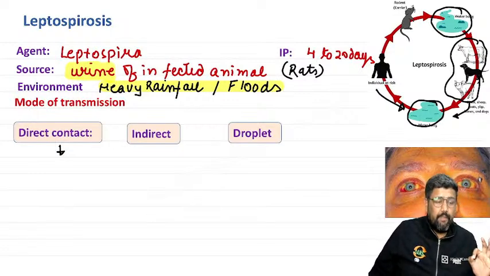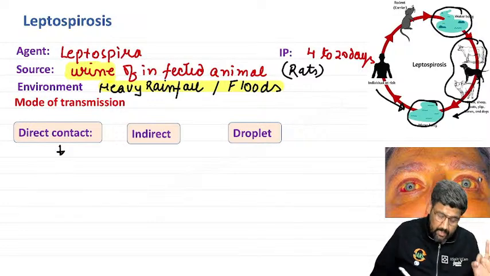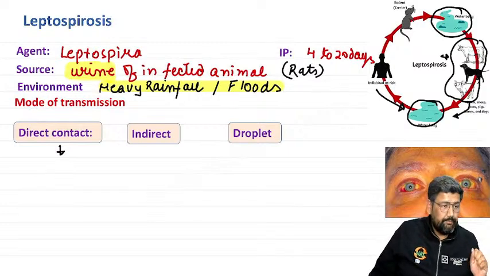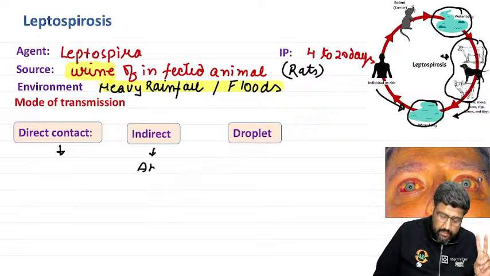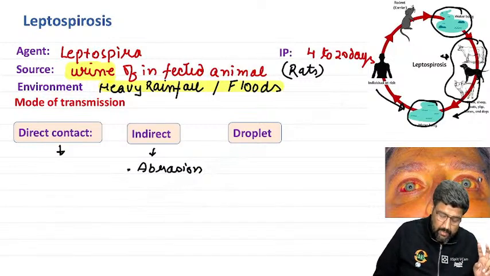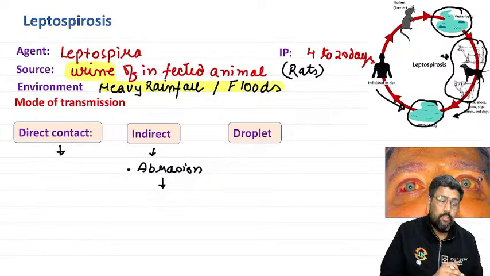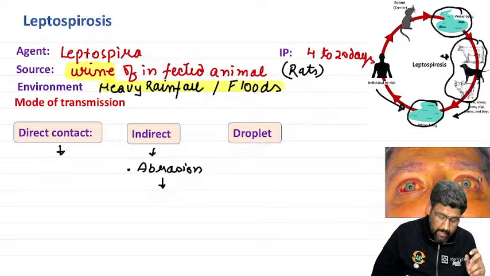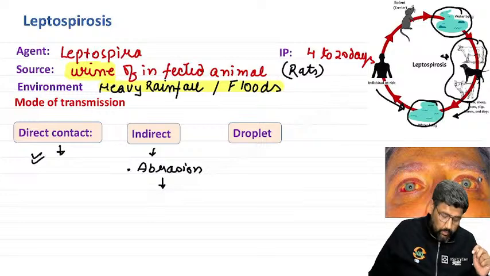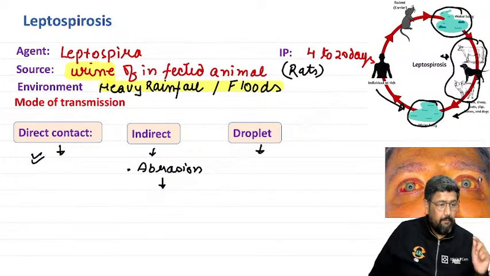The man gets infection in three ways. Number one is coming in direct contact with animals. Second is indirect. There are abrasions, some cuts in the feet. Now the soil is infected, the water is infected, and the man is coming in contact with the infected soil and water. Then we have droplet infection.